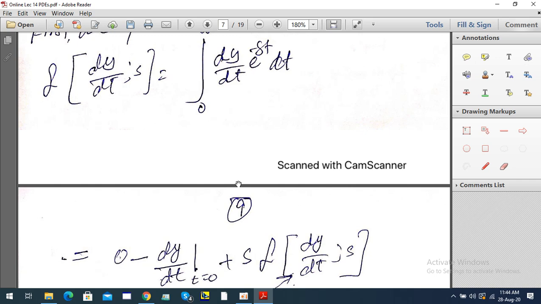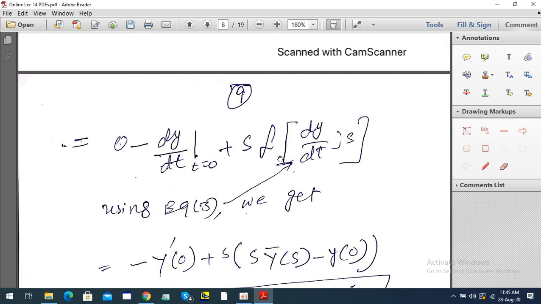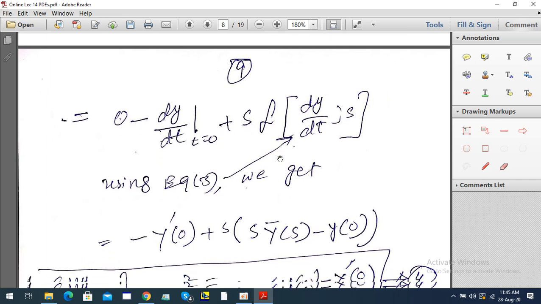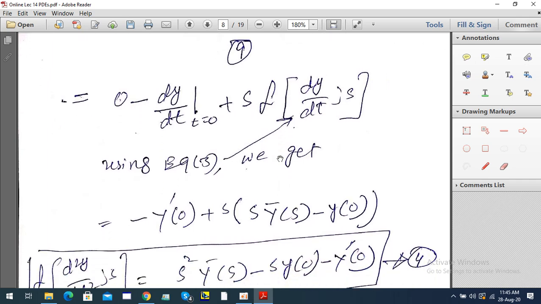Plus you will see minus the integral. The integral of this is y of t, and the derivative is minus s e power minus st. So when we apply the limits, we will take minus to minus plus, and then we have only the Laplace of dy by dt. Using equation 3, we get, this is equation 3.